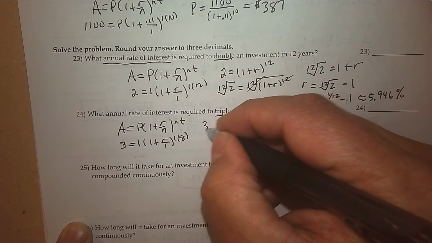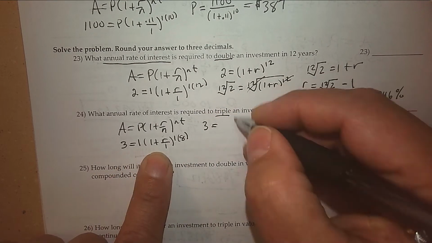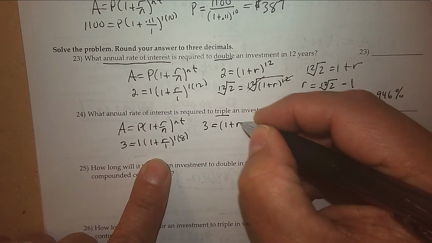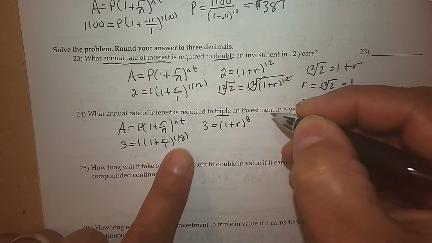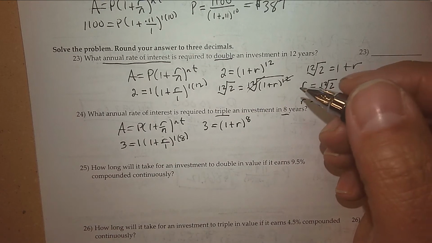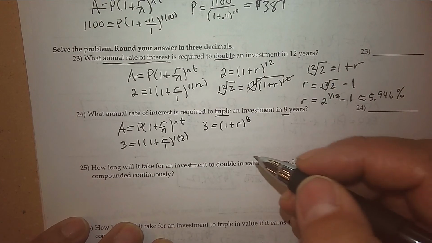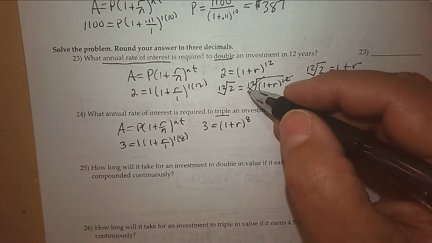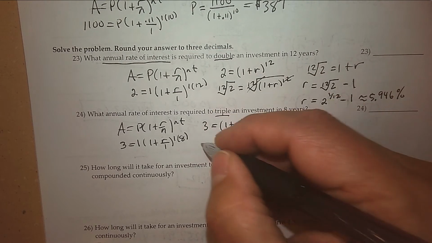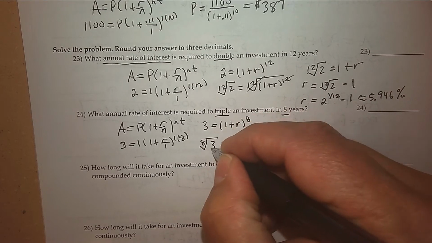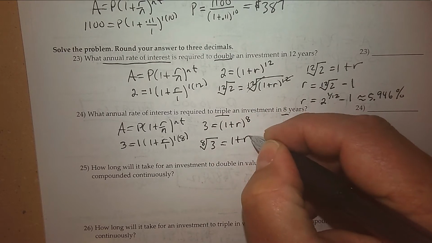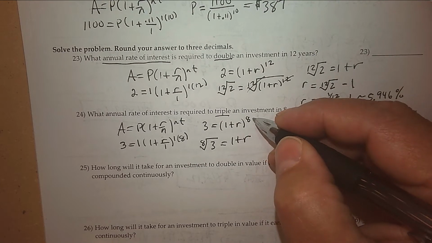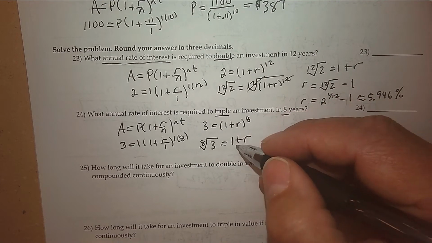So let me clean up the equation. 1 times this just leaves me with 1 plus, and r divided by 1 is r. 1 times 8 is 8, and I need to solve this. And to undo the power, I'm going to do the root. Now remember the question before was 12, and it was 12th root. 8, that's going to be the 8th root, undoes that exponent. So the 8th root of 3 undoes the exponent 8. They're inverses. And then we still have 1 plus r.